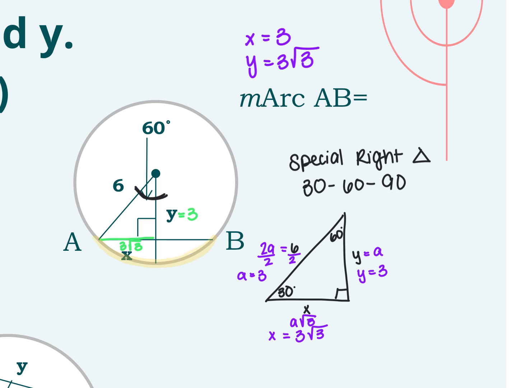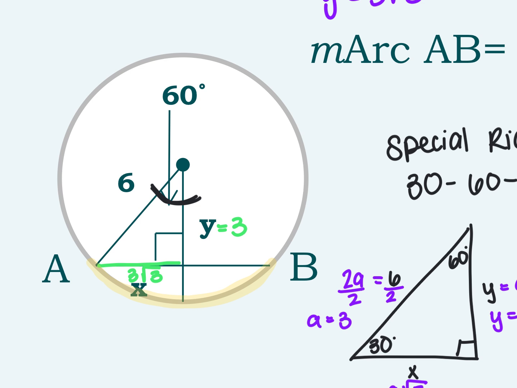Looking at it, what do I know? What do I know here? What can I find? I know half of it. Good. Who can tell me the measure of half of it? It's not 3 radical 3. So again, this segment is 3 radical 3. I'm looking for the arc. So look at it good. Look at it, examine it. What do I know? I do know half of it. But what is the measure of half of it?